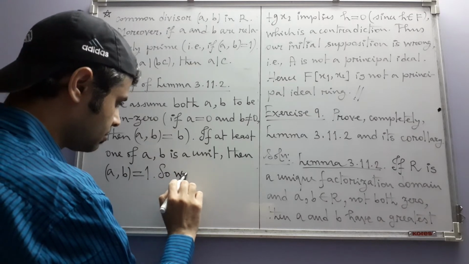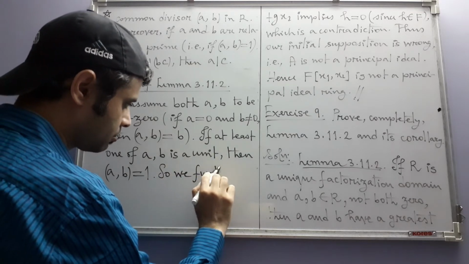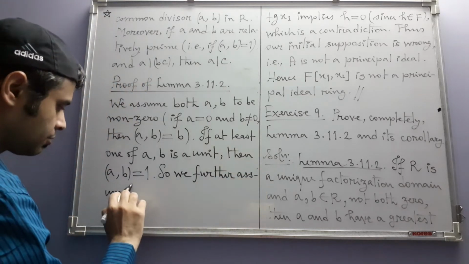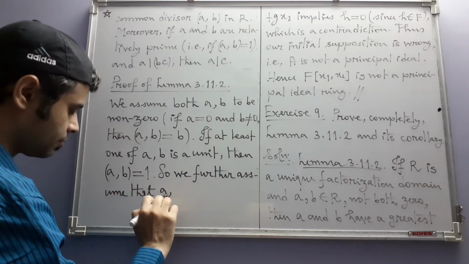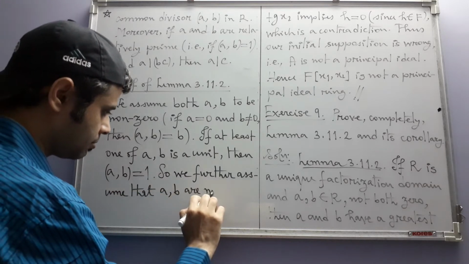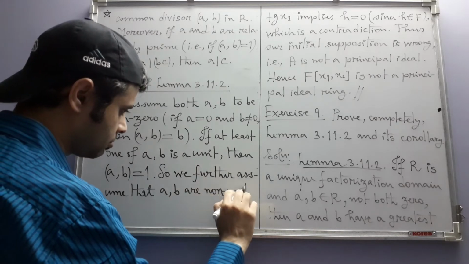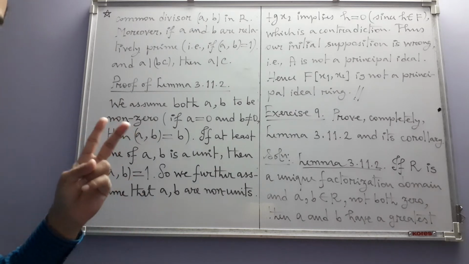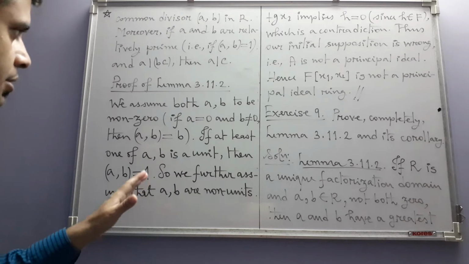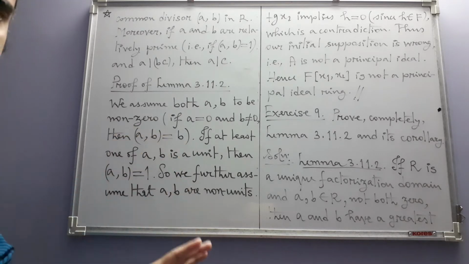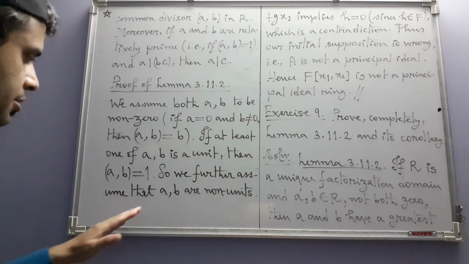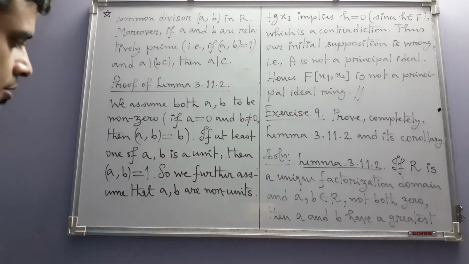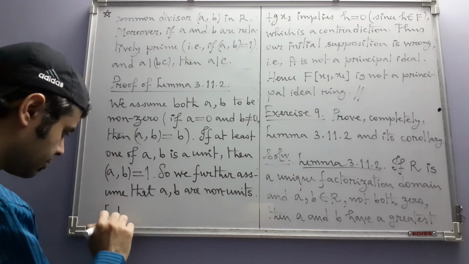So we further assume that A and B are non-units. So that means we have two non-zero non-unit elements A and B in R, which is a unique factorization domain. So each one of these elements A and B will have prime factorizations. So next we are going to consider that.